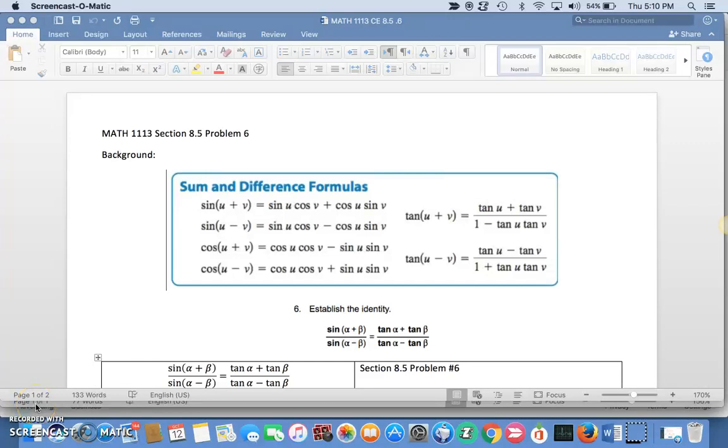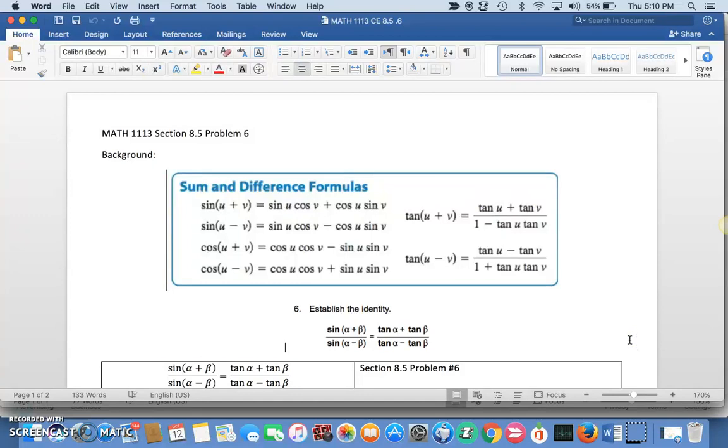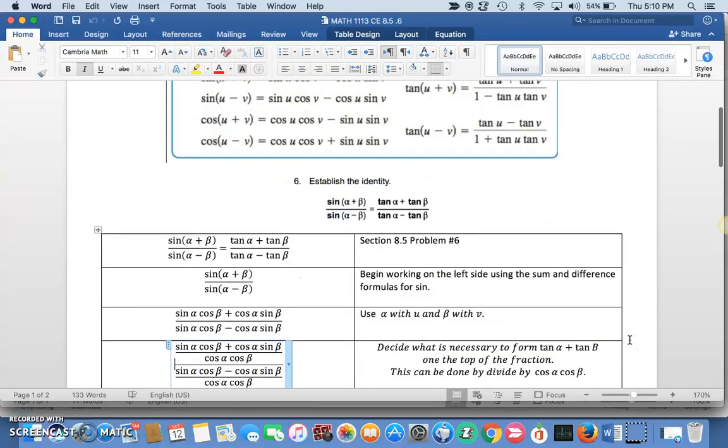Okay, this is problem 6 and 8-5. You're still with the sum and difference of angles. This is another proof to establish the identity. You could start really, I guess, with either side. Based on, I think, what the answers deal with, you need to start with the left side.